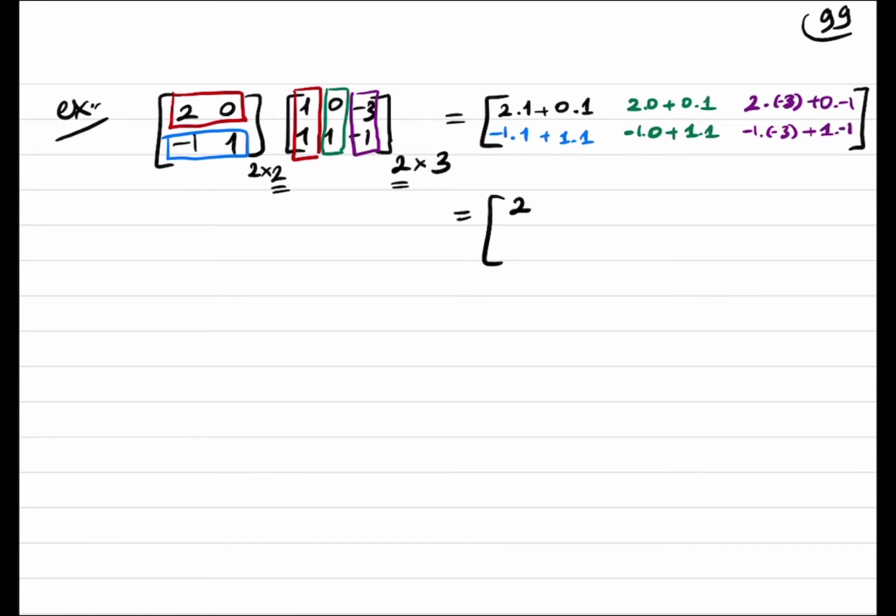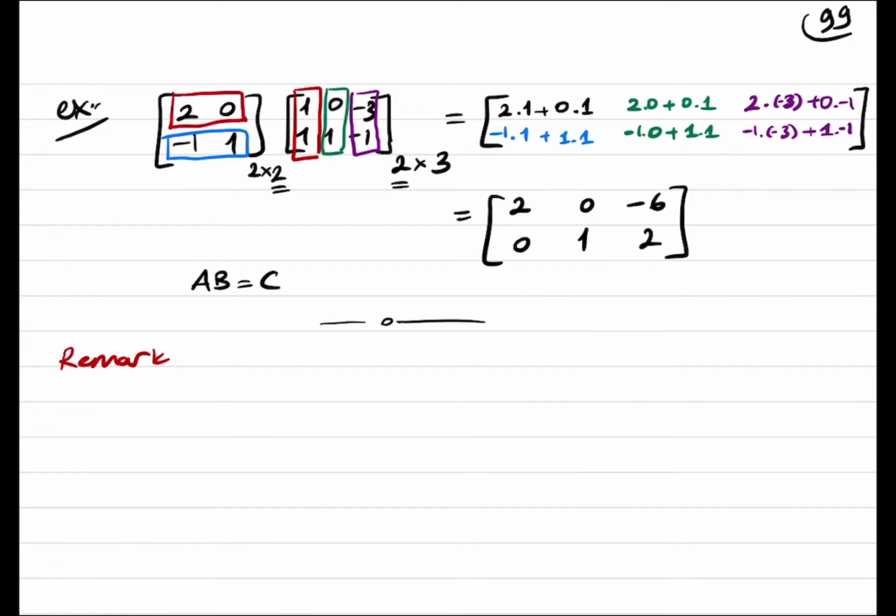And then we will do these additions. So we have 2, 0. So minus 6, minus 1 plus 1, 0. And then we have 1. Minus 1 times minus 3, 3, minus 1. So we have 2. So this is A times B is equal to C. Okay, great.